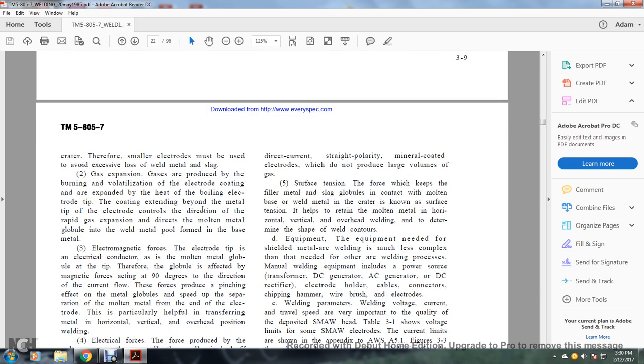Gas expansion. Gases are produced by the burning and volatilization of the electrode coating, expanding with the heating and boiling at the electrode tip. The coating extends beyond the metal at the tip of the electrode and controls the direction of the rapid gas expansion. This directs the molten metal globules into the weld metal formed in the base metal.